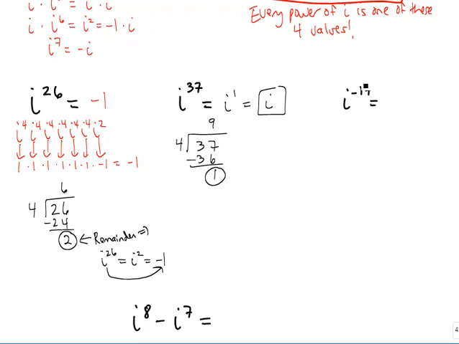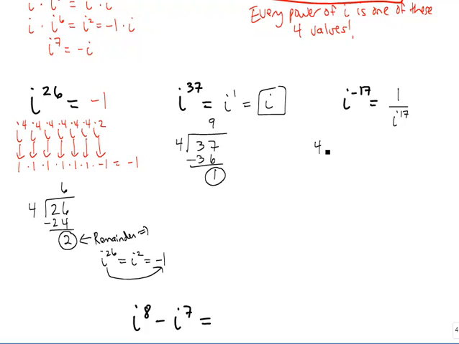Okay? On the next example, we're going to do kind of the same thing. However, we do have a negative exponent, so that kind of messes things up a little bit. So the first thing you want to do is get rid of your negative exponent, and remember that negative exponents take reciprocals. So i to the negative 17 is the same as 1 over i to the positive 17. Once you've made that exponent positive, then you can use your shortcut of dividing by 4.